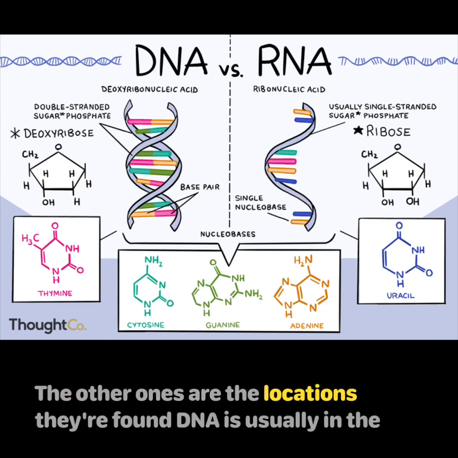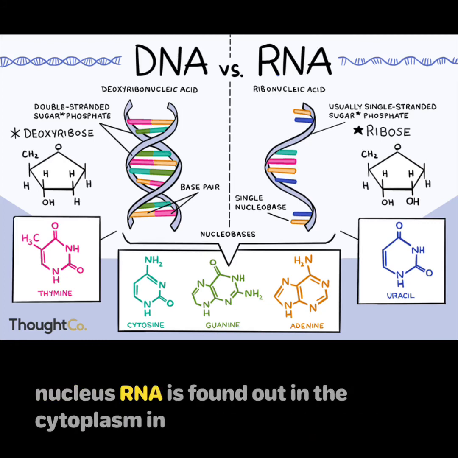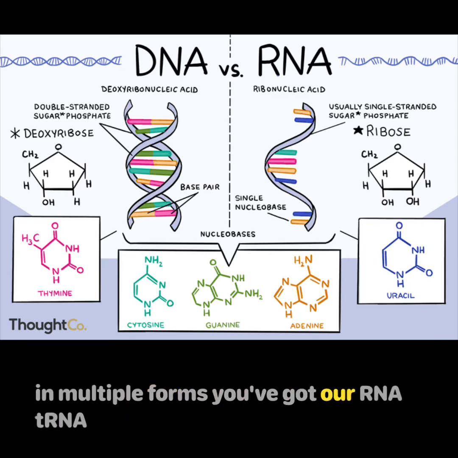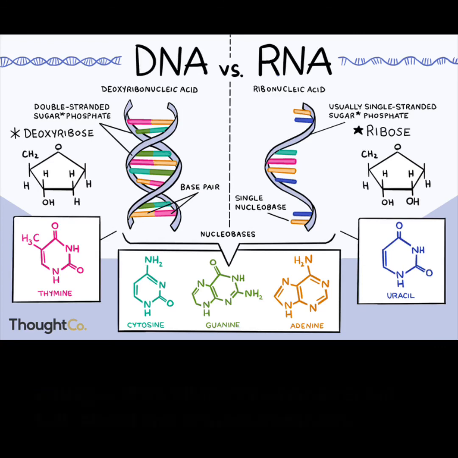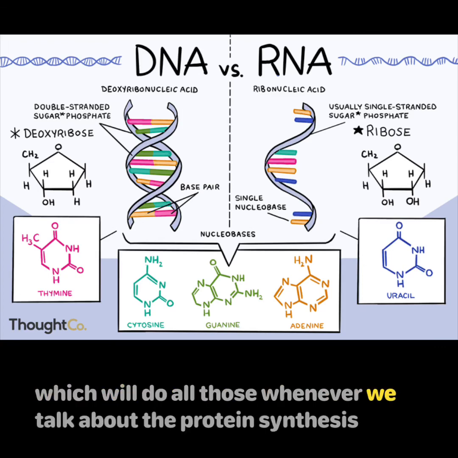The other difference is the locations they're found. DNA is usually in the nucleus. RNA is found out in the cytoplasm in multiple forms. You've got rRNA, tRNA, mRNA, which we'll cover whenever we talk about protein synthesis.